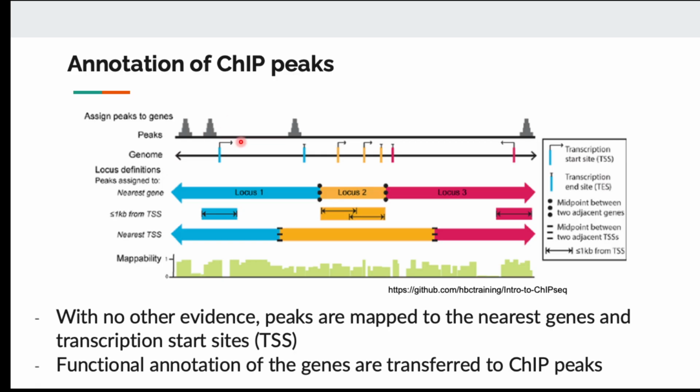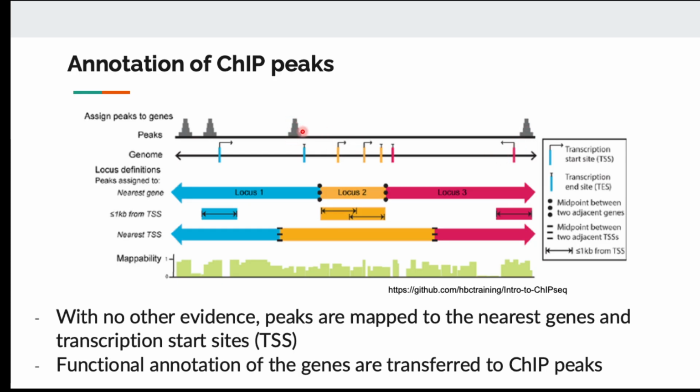So without any other information, the best that we can do is say that if I see a peak here for a transcription factor or a histone modification, and I see a gene next to it, I'm going to assume that this transcription factor binding or histone modification is regulating this gene because it's the nearest to the peak. So that's the best we can do. With no other information, we can only assign peaks to the nearest genes. Or maybe to multiple genes.